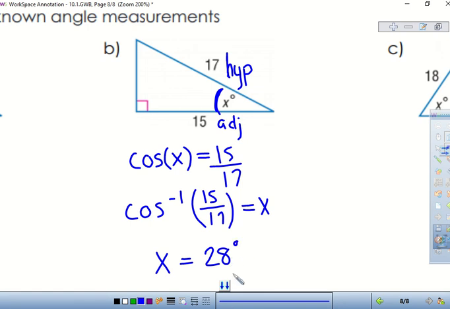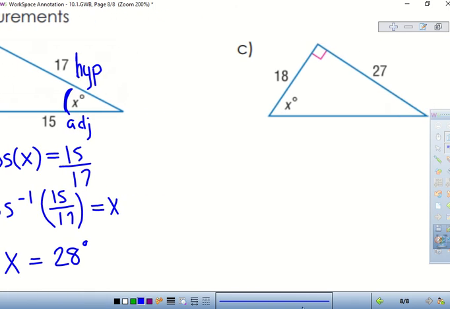So inverse is when you're looking for the angle? Correct. You always use the second button when you're looking for the angle. If you don't know the angle, you'll be using the second button. So you do 15 divided by 17 equals and then second cosine equals. Okay. You got it?